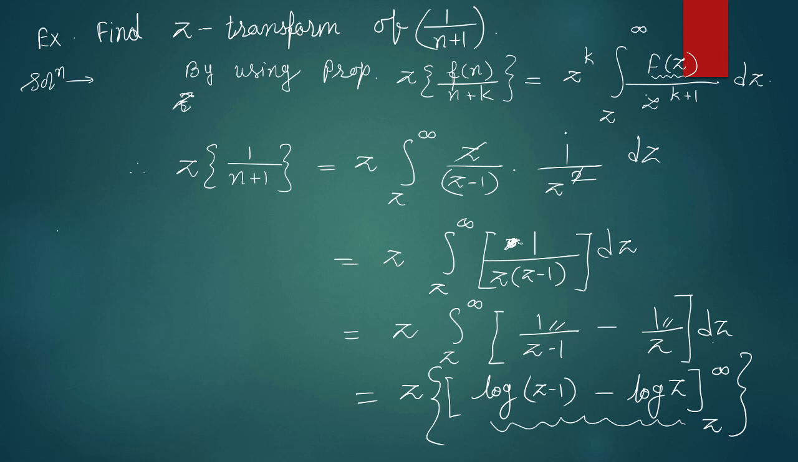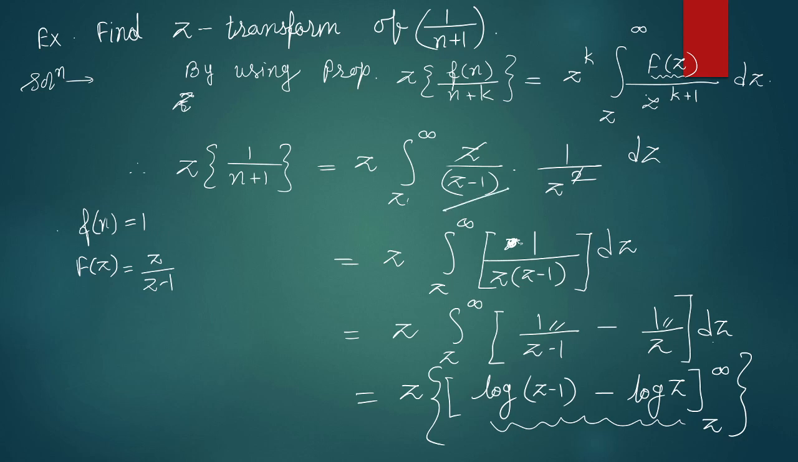Now, a problem on this: find the Z transform of 1 upon n plus 1. We apply the previous property. This is the property. Now, in this property, here the value of k equals 1 and f of n equals 1. Therefore, here z as it is to the power 1, integration from z to infinity f of z. Now, whenever the value of f of n equals 1, then capital F of z, that means the transform of 1, is z upon z minus 1.